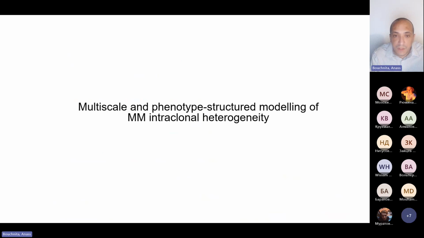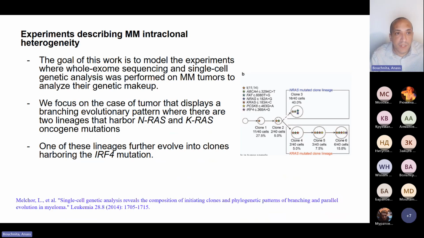Okay, so let's start with the modeling of intraclonal heterogeneity. The objective of this work was to develop a mathematical model that describes this experiment. In this experiment, there is an evolution of multiple myeloma tumors, which was documented through whole exome sequencing and single cell genetic analysis. As you can see here, there is this first clone, and then there is the second clone with a new mutation. This second clone has 2 mutations, ABCA and FAT. And then there is this branching evolutionary pattern.